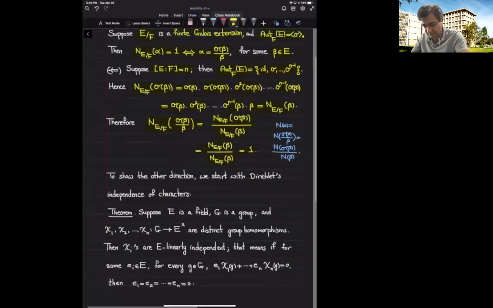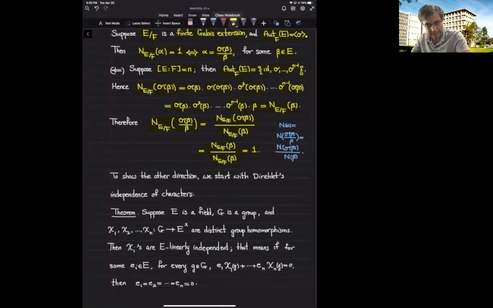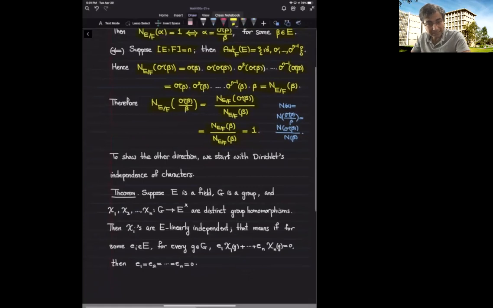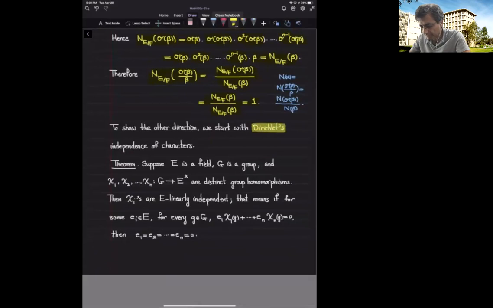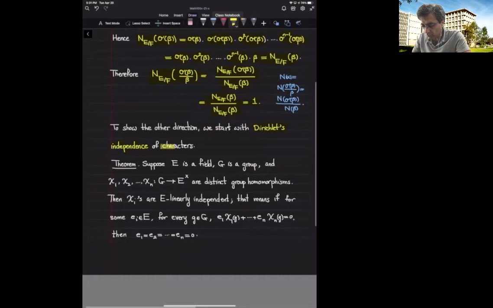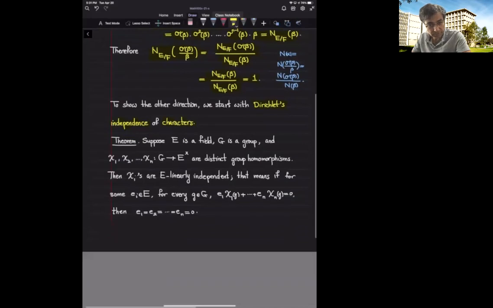As we can see here, this direction is rather easy. So every element of the form sigma of beta over beta is automatically in the kernel of the norm function. The other side, however, it's a bit more subtle, and we need to prove the so-called Dirichlet's independence of characters. So what is this statement? At the surface, the statement has nothing to do with field theory. It seems to be a statement about groups. So let's see what it is.